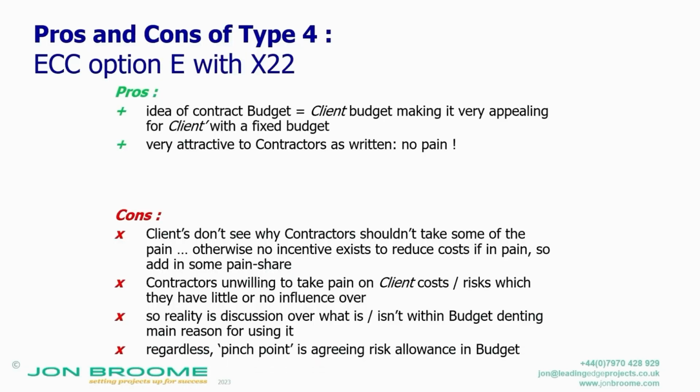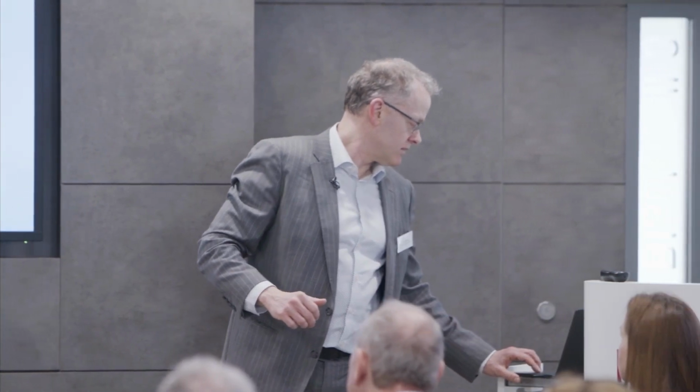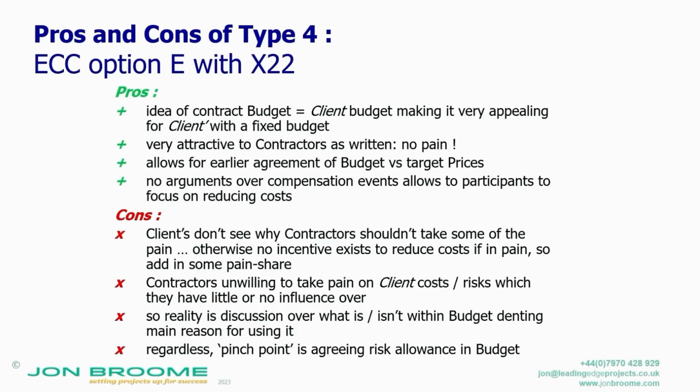Regardless, the pinch point is agreeing the risk allowance in the budget. So if you think it's hard negotiating on a target price contract to agree the prices for works which are pretty well defined, and where we know what the compensation events are or what's outside of it, when you're including those risks in that budget, it's hard to settle. So, going up to the other pros, it allows for early agreement of budget versus the target price, providing people are willing to take it on.